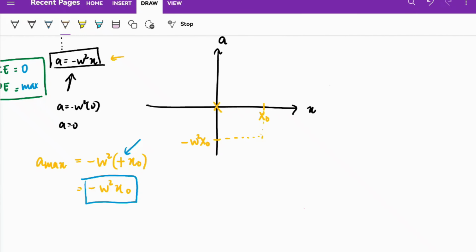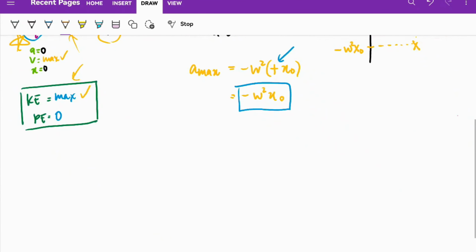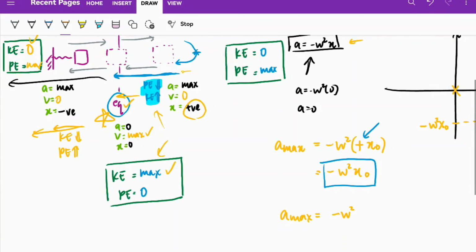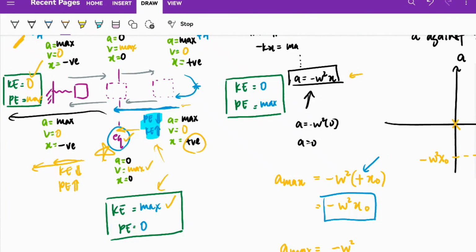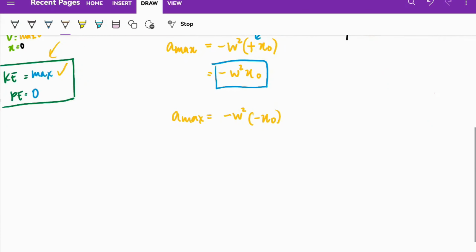So we have this point here. Now what about at its minimum displacement? Minimum displacement, you have negative omega square, and since I set the left side of my equilibrium as negative, I would have negative X naught. Again, I'm mentioning my X naught here, I denote it as my maximum displacement, basically my amplitude, the highest amplitude or the lowest amplitude here. So I will get negative omega square X naught.